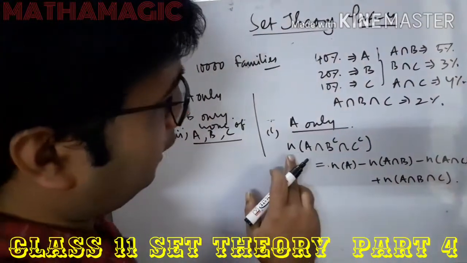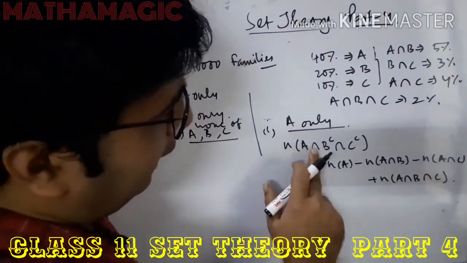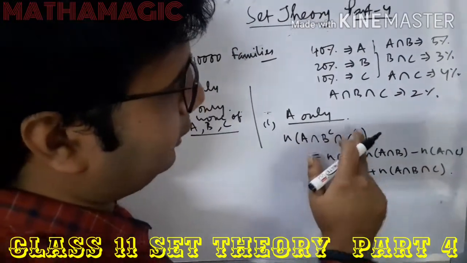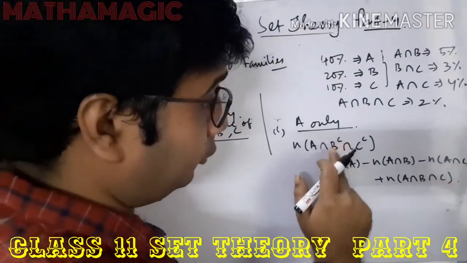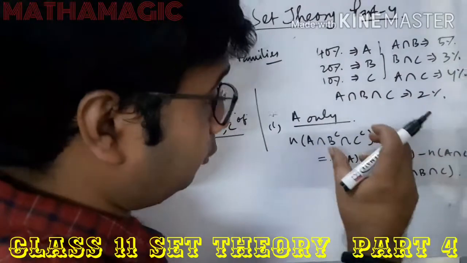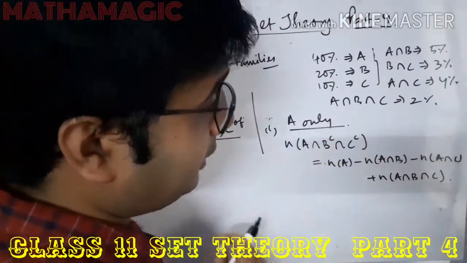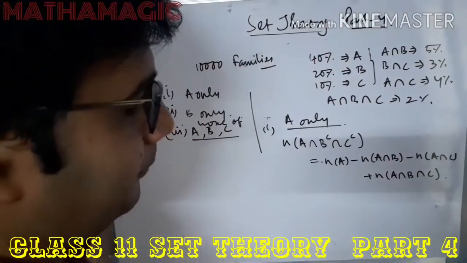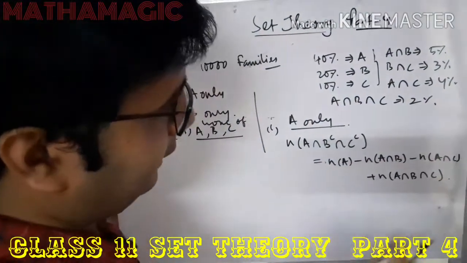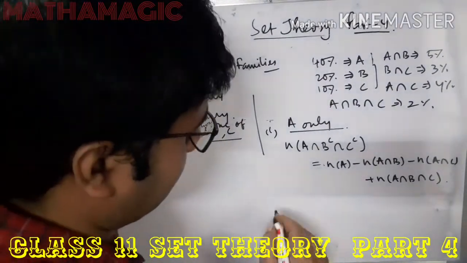That can be found out by using the formula n of A intersection B complement and C complement. B complement means the people who are not present in B, and C complement means the people who are not present in C. So the formula which is written here, we have to use that.